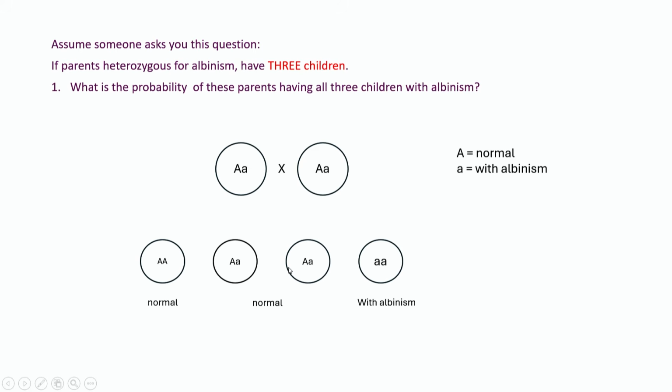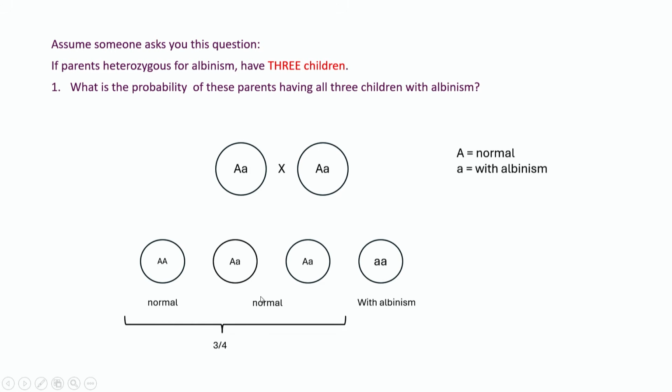So from a heterozygous cross, we already know that we are going to get a 3:1 phenotypic ratio, where we have 3 normal children and 1 child with albinism, right? Because capital A will be normal and these will be carriers, but phenotypically they are normal. We'll consider them normal.